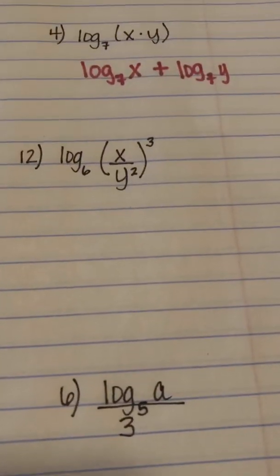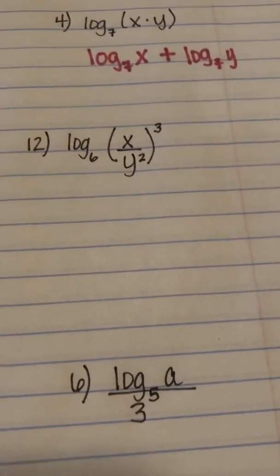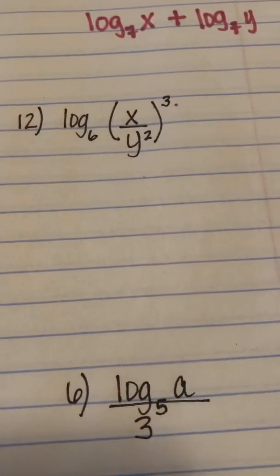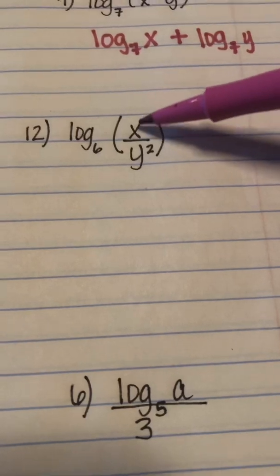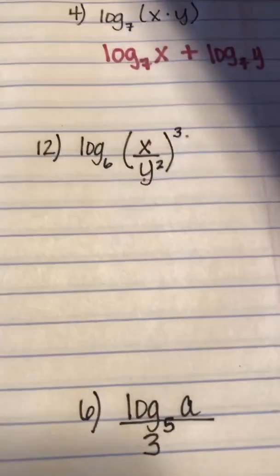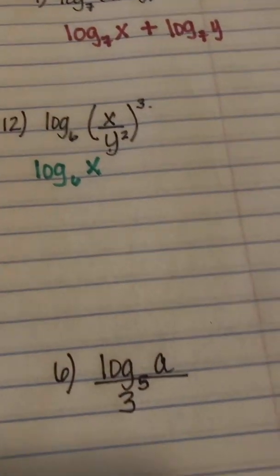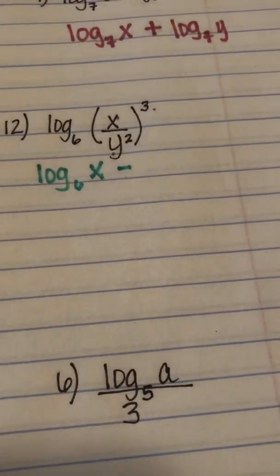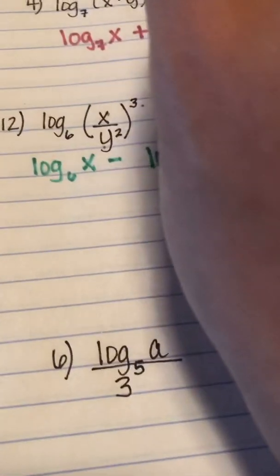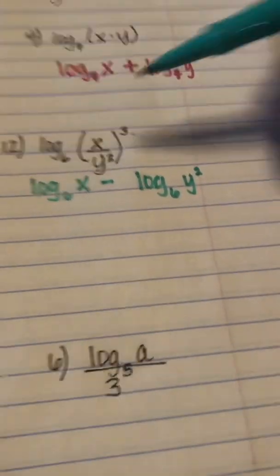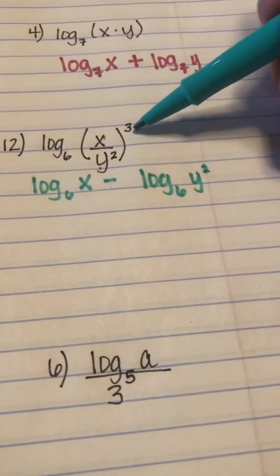All right. And the last expanding one I'm going to do is like number 12 on your assignment. This one has more than one thing happening. So I see an exponent and another exponent, and I see division. So I'm going to start with that division. I have 2 things that are being divided. So I know that I have log base 6 of that top part, which is x. And I know that it's going to be subtracted by log base 6 of the bottom, which is y squared, right? But I know that this whole thing was encased by this 3.